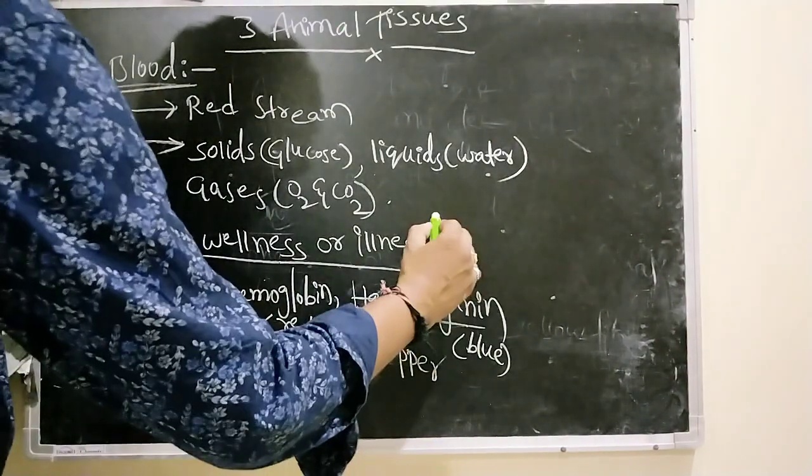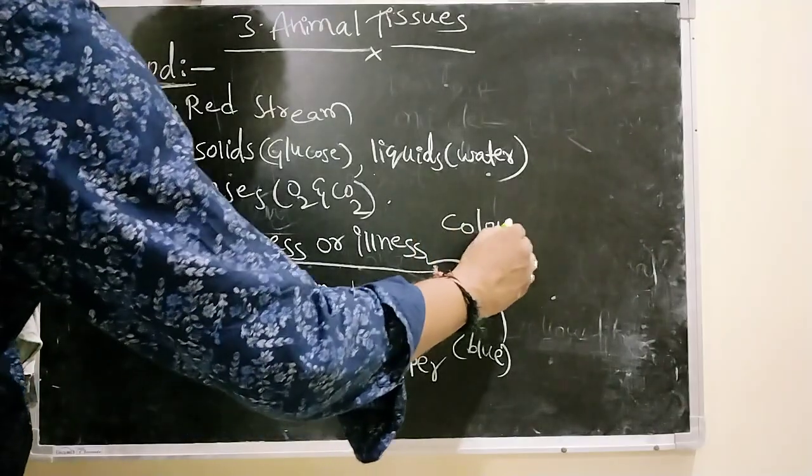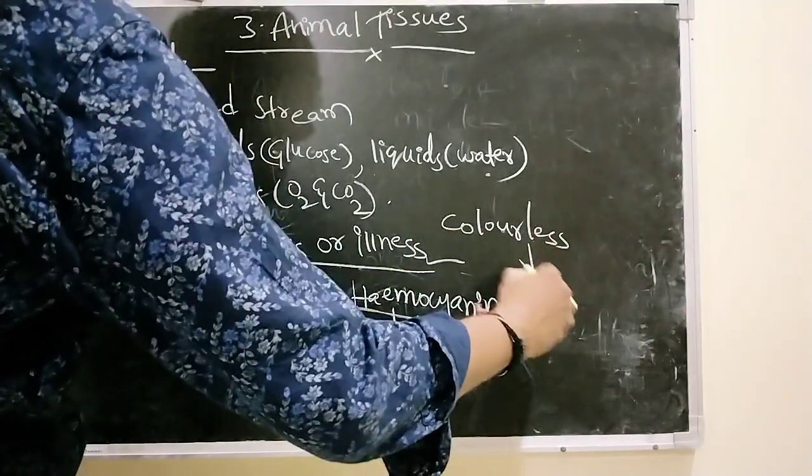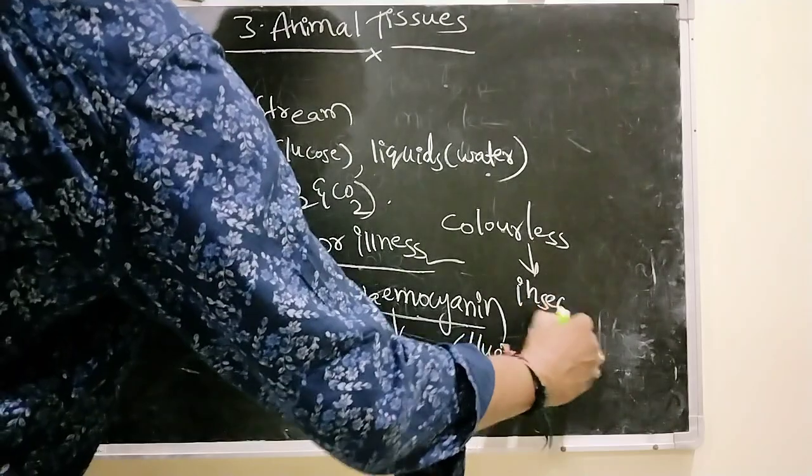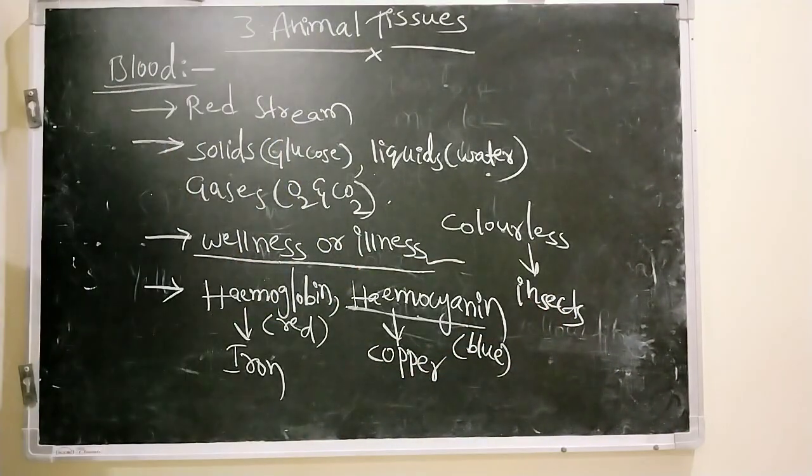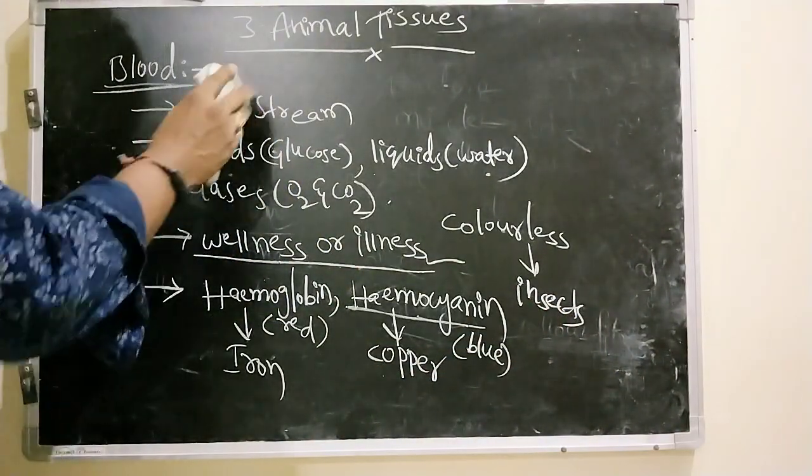And of course, white or colorless blood is observed in insects like cockroach and other insects.